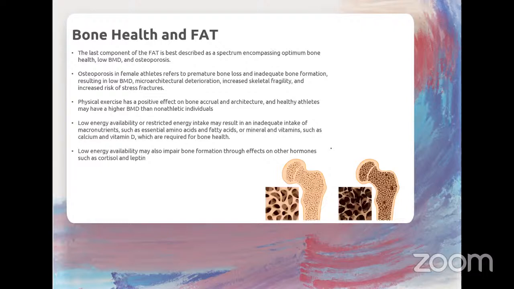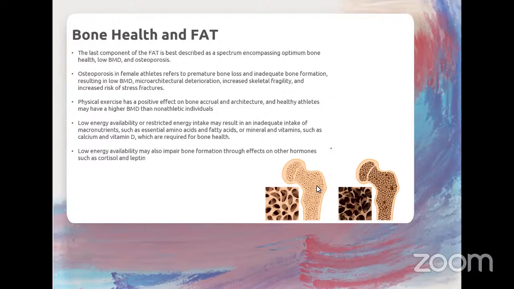Bone health and female athlete triad. Okay, so in female athlete triad, the bone component can range from normal bone health or optimum bone health to low bone mineral density and eventually osteoporosis. So what is exactly osteoporosis? Osteoporosis is a decrease in the bone density or inadequate bone formation that will result eventually in low bone mineral density. So in this, your bone becomes fragile. The texture of the bone also changes.